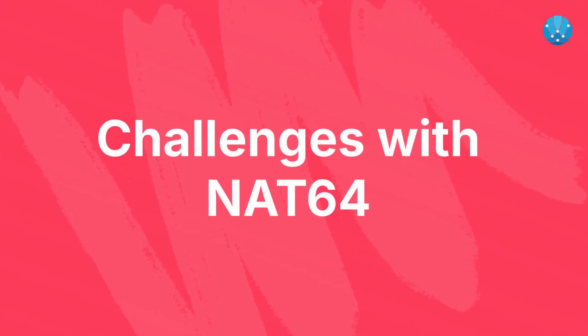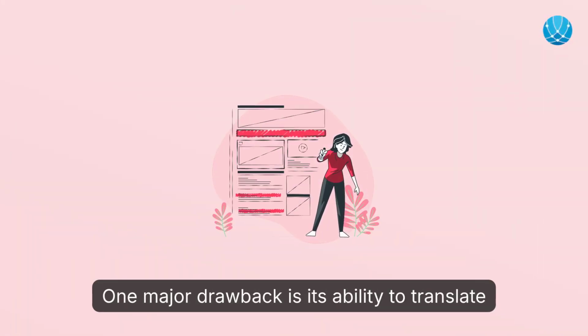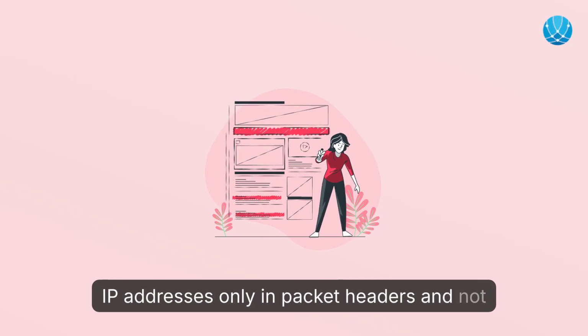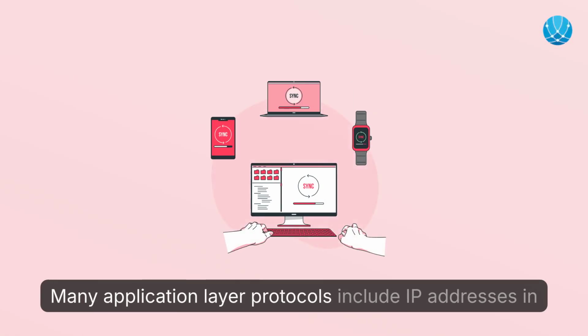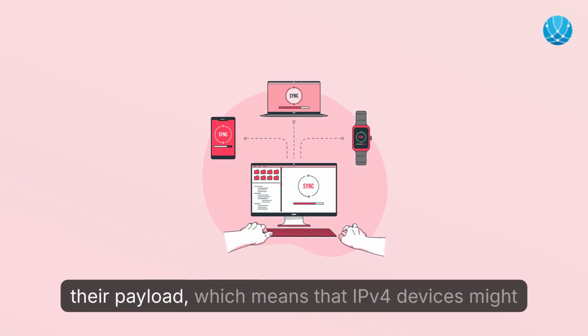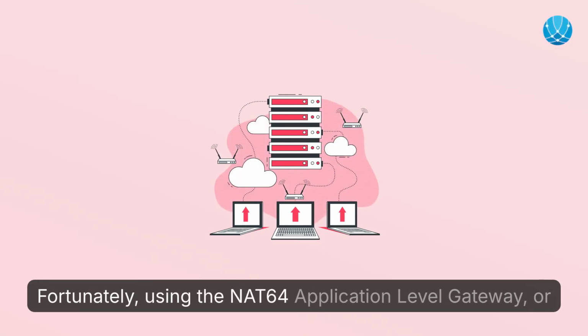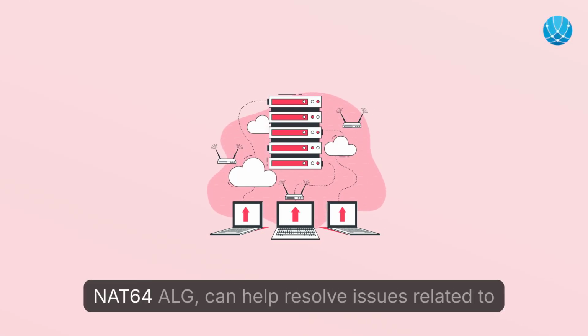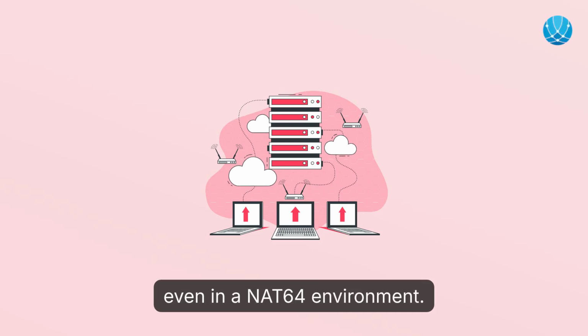Challenges with NAT64. Despite its advantages, NAT64 has limitations. One major drawback is its ability to translate IP addresses only in packet headers and not in the main content, or payload, of packets. Many application layer protocols include IP addresses in their payload, which means that IPv4 devices might perceive these packets as incorrect or invalid. Fortunately, using the NAT64 Application Level Gateway, or NAT64 ALG, can help resolve issues related to these special protocols, ensuring that they function correctly even in a NAT64 environment.